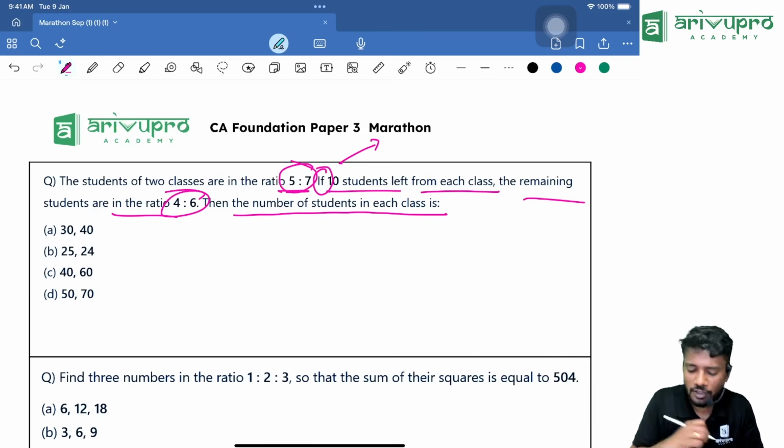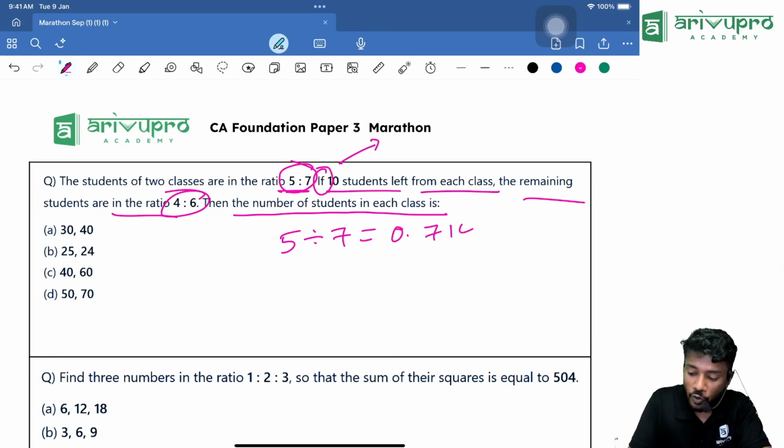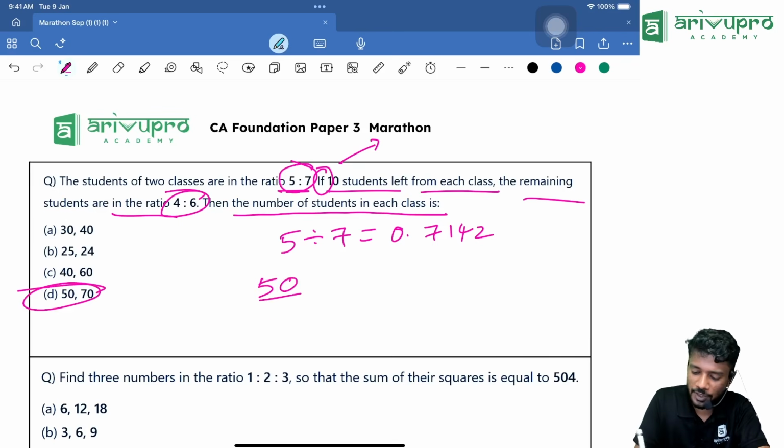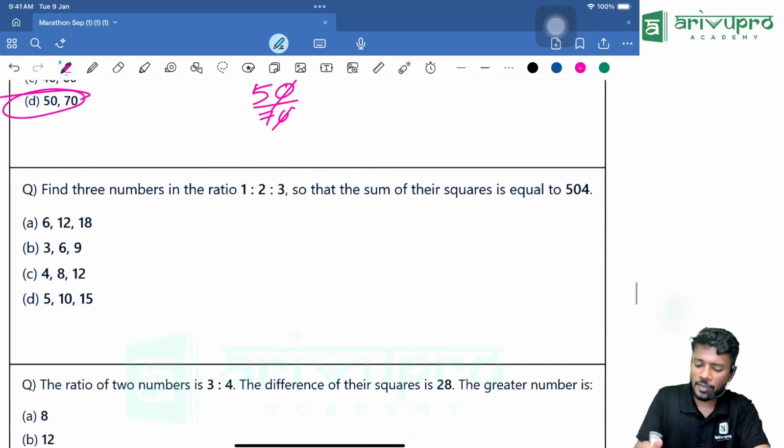So we should find 5:7 itself. So 5 divided by 7 is how much now? 0.71. Which option is giving you that? Last option. So option D is your answer. 50 divided by 70 is how much? Same thing. Anyway, you know that 5/7. Done. Next one. Three numbers are in the ratio 1:2:3.